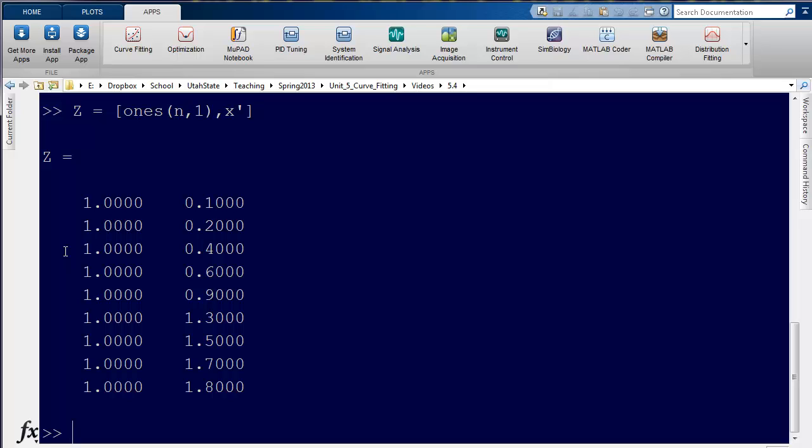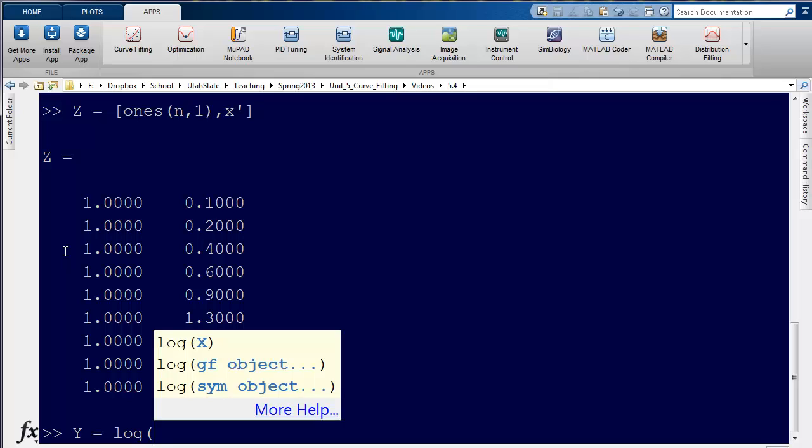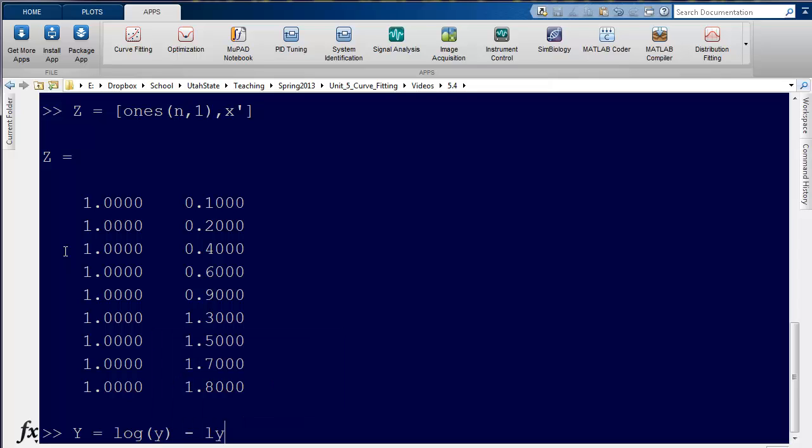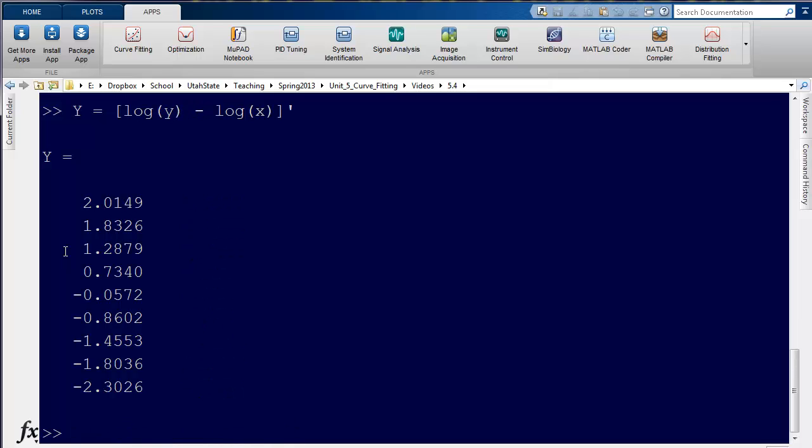And then, n is length x. So, okay, now we say our y, capital Y we'll call it. And that's going to be the ln, but in MATLAB, if we say log, that's the natural log by default. ln of y minus ln of x, and we've got to transpose that as well because those are row vectors. So I'll transpose that.